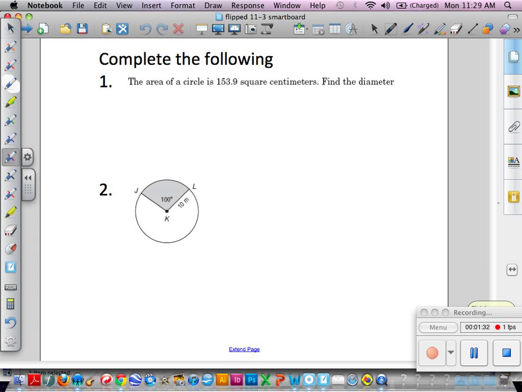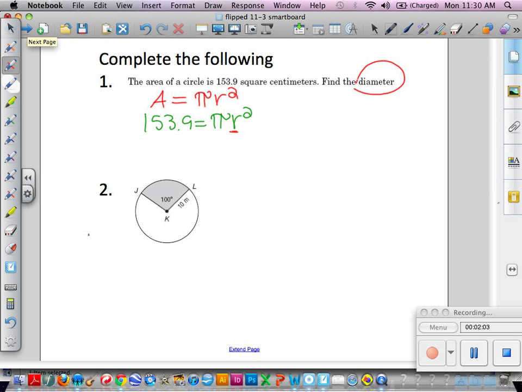Number 1 says you have the area of a circle to be 153 and 9/10 centimeters squared. And we have to find the diameter. So we're going to use our formula. Area is pi r squared. They give us our area of 153.9 equals pi r squared. So what I'm going to do here is find the radius. And then they're asking me to find the diameter, so I'm going to double it when I'm done.